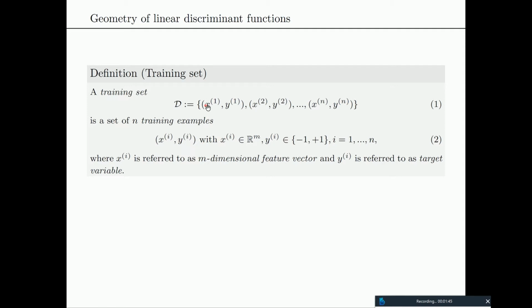So the m-dimensional feature vectors, which are these x_i's, which are elements of the m-dimensional real number space R^m, are some features of something, and then there's the target variable. The important thing about the target variable is that it will always take on the values either -1 for one class or +1 for the other class, not 1 and 0, but -1 and +1. So that's important.